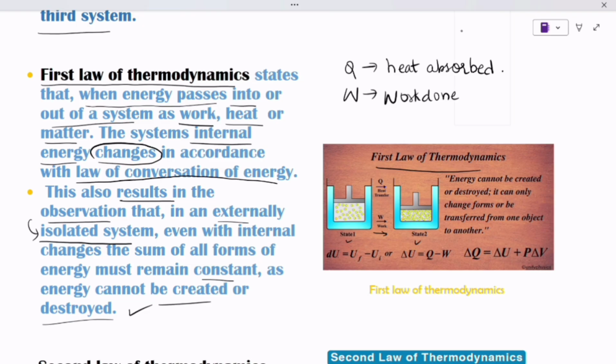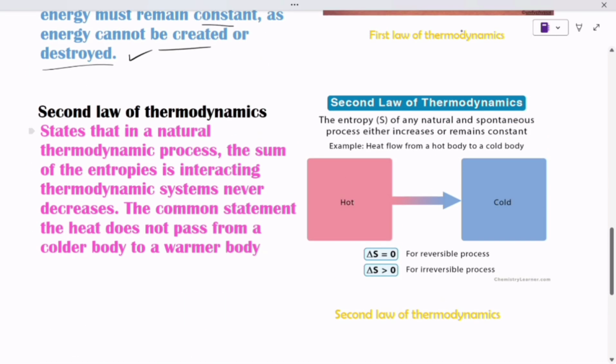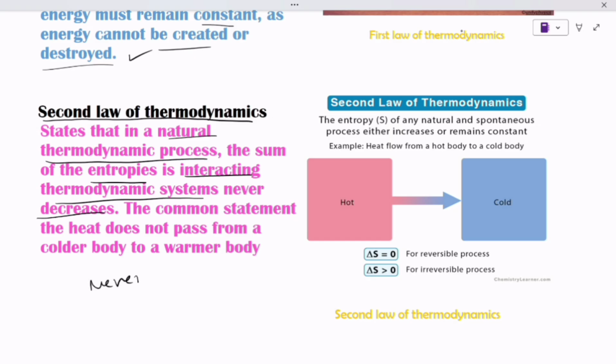Next, we'll go to the second law of thermodynamics. The second law states that in a natural thermodynamic process, the sum of the entropies of the interacting thermodynamic systems never decreases. This is the main point you should keep in your mind.